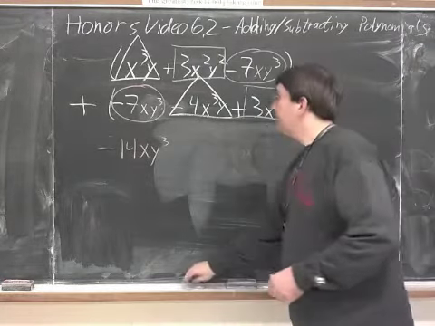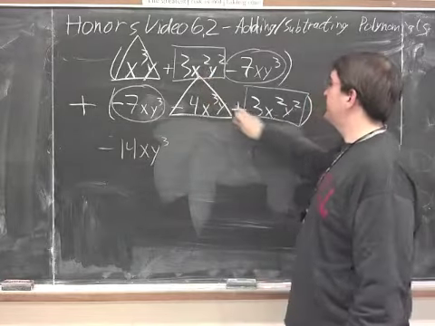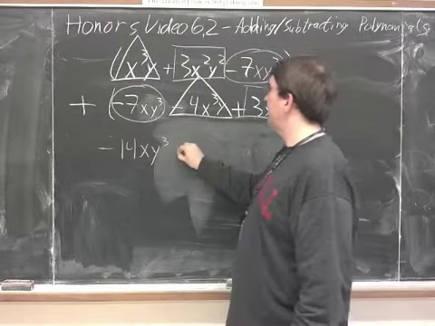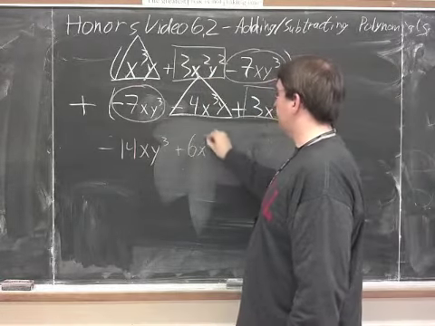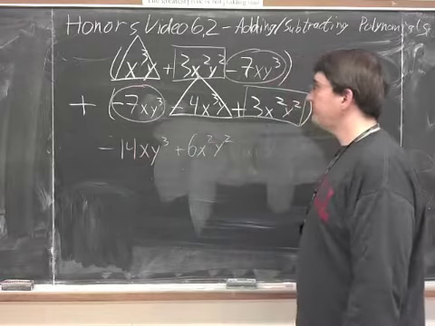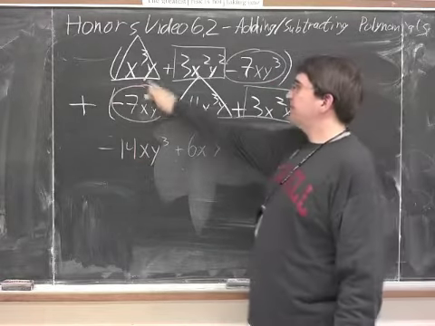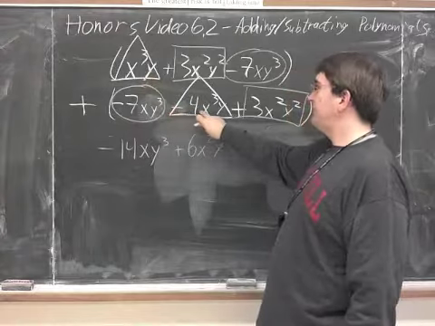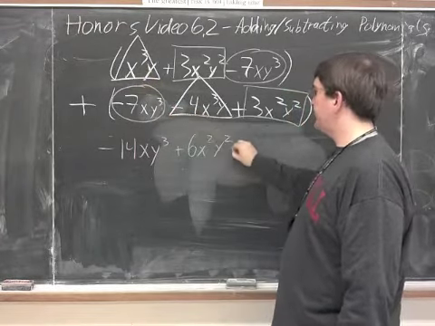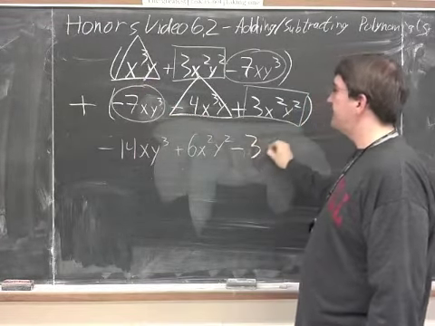And then we have 3x squared y squared plus 3x squared y squared. So that's 6x squared y squared. And then we have x cubed y minus 4x cubed y. So that's negative or minus 3x cubed y.